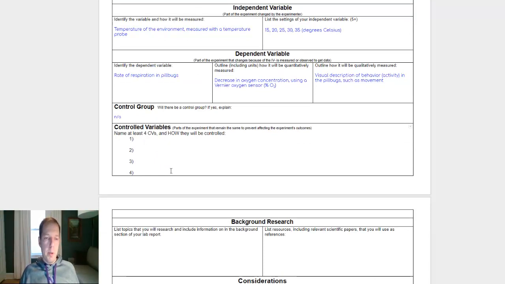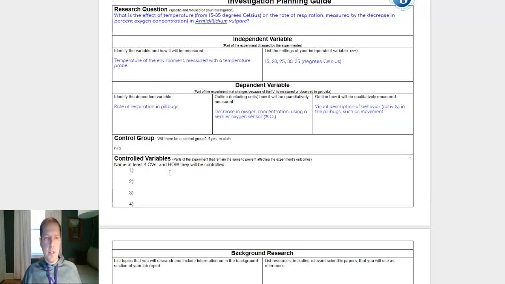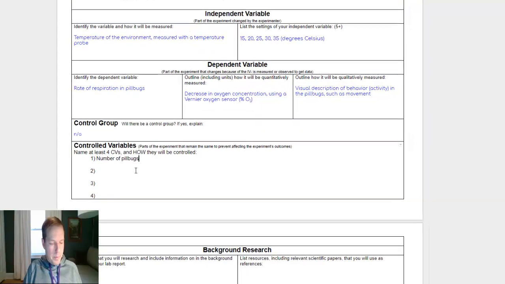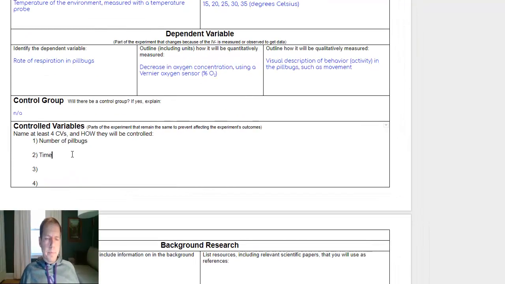For my controlled variables, these are the conditions that would impact the results of the experiment. Because they are significant to the rate of respiration, I want to be sure that those conditions are maintained. So I'm going to start with the number of pill bugs. The number of pill bugs will obviously impact the rate of respiration because if there are more pill bugs, there's going to be a greater amount of respiration occurring. I'm going to include time because if I allow more time, then more oxygen will be consumed.